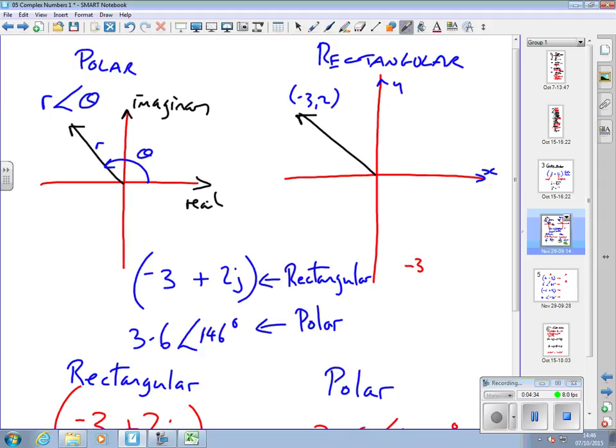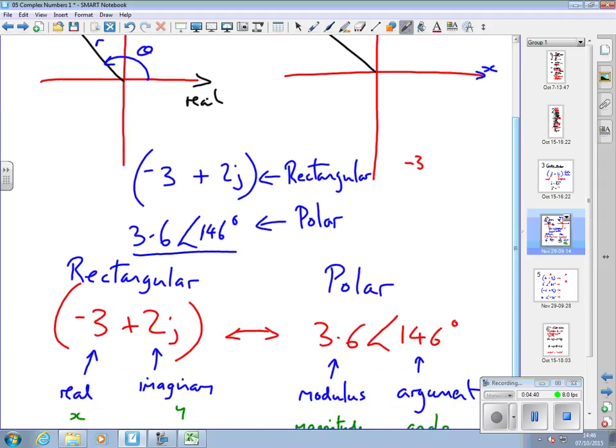And you will get the polar coordinate, which should be 3.6, 146 degrees. If you've not got 146 degrees, you might be in radians, so you need to change to degrees.